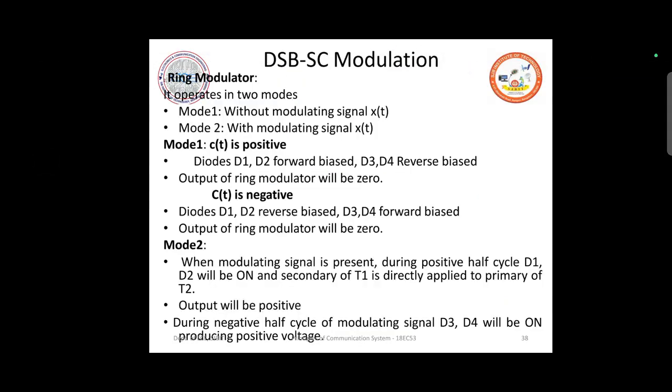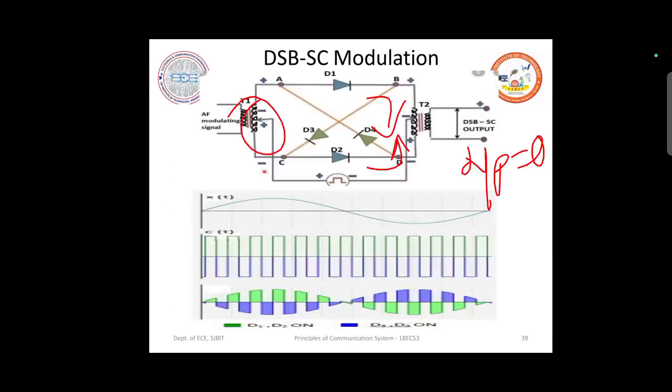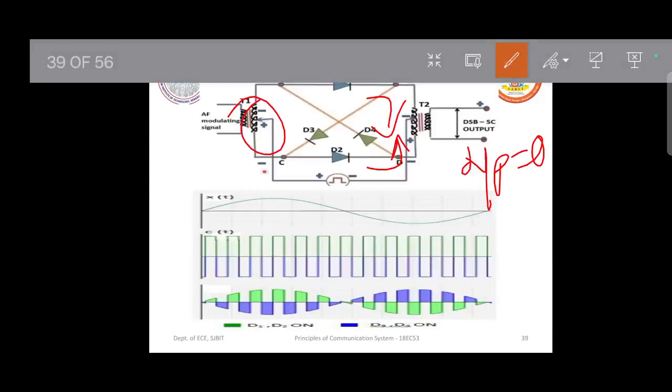Okay, so when the modulating signal is present during the positive half cycle, D1, D2 are anyway in the on condition, and the secondary of T1 is directly applied to the primary of T2, wherein the output is positive. So you'll get the output like this. This is how the output looks. Whatever is shown in the green indicates the output for the positive. Whatever is shown in the blue is the case for negative.